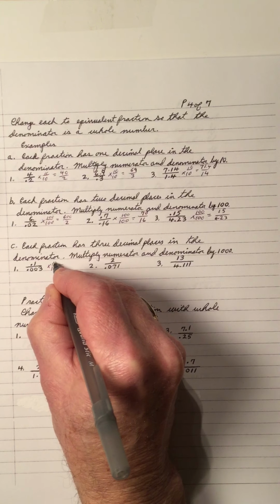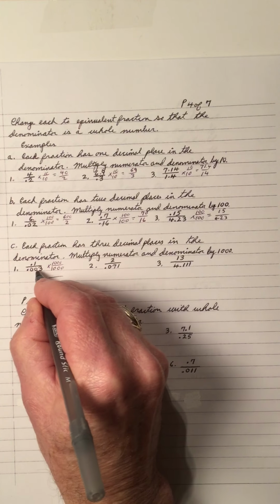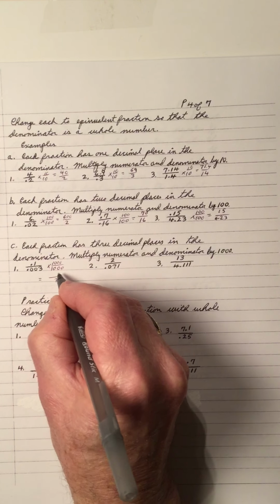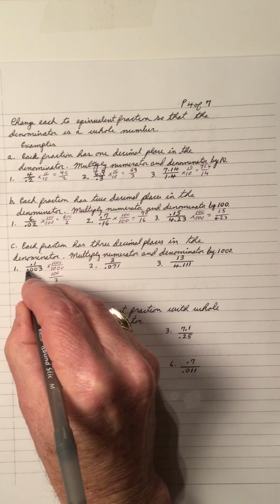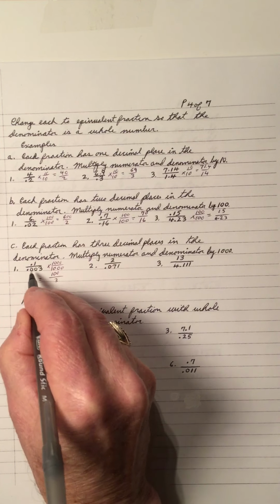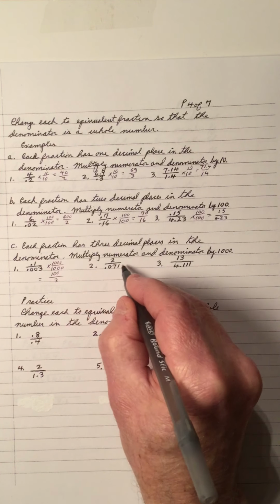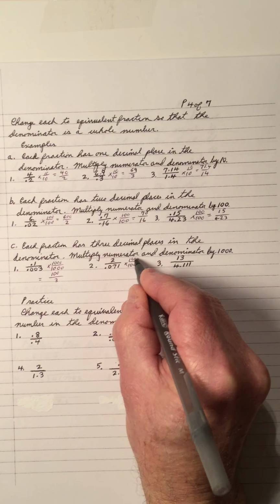Remember, do not have a decimal in your denominator. So 1,000 times decimal 003 is 3. And decimal 1 times 1,000 is 100. Notice 1, 2, 3. Three places. 1, 1, 0, second 0. Multiply by 1,000, top and bottom, to get the equivalent.